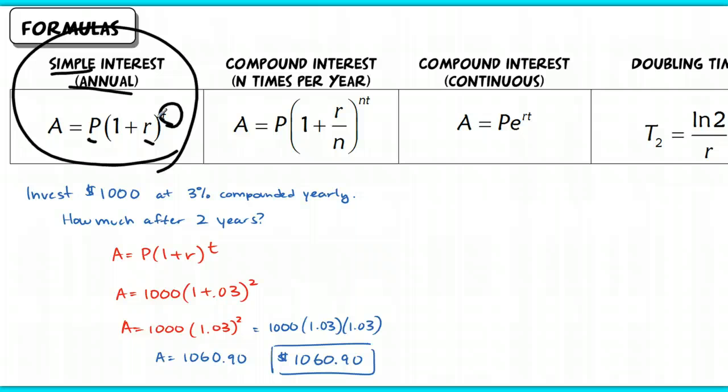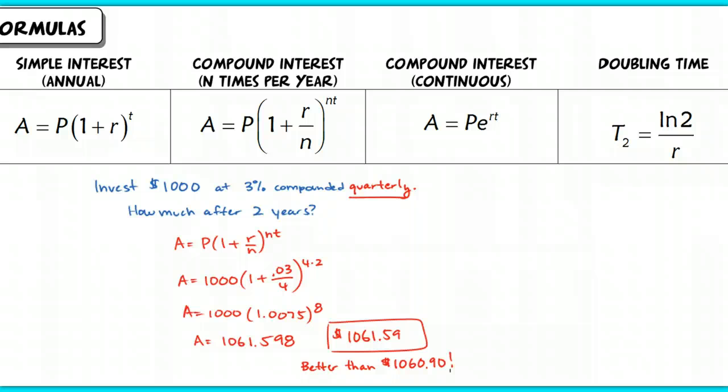So after 2 years, we can simply plug in our important values here, our principal at 1,000, 0.03 is our rate, and after 2 years, we come up with this calculation here and get $1,060.90. So if I said after 50 years, you would simply plug in T equal to 50 here. So that's basically our simple interest compounded annually.